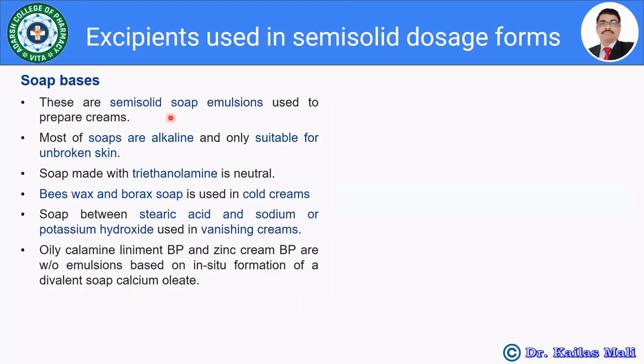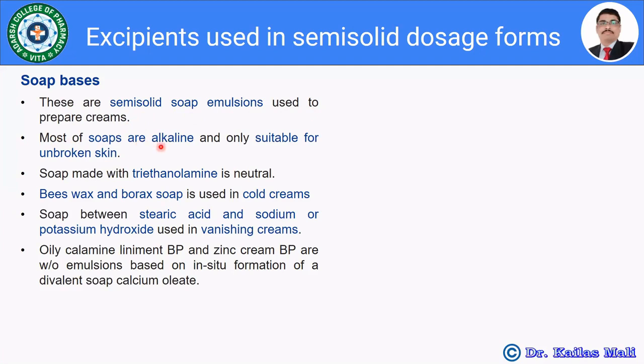These are the semi-solid soap emulsions used to prepare creams. Now we have shifted into the creams. We have finished the ointment part, the bases which are used in ointments. In the case of preparation of creams, we are using the soap bases. So these are the semi-solid soap emulsions used to prepare the cream.